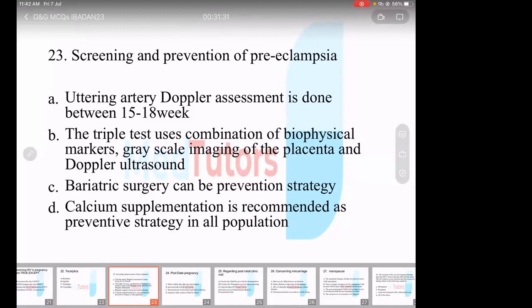Then question 23, screening and prevention of preeclampsia. A, uterine artery Doppler assessment is done between 15 to 18 weeks. B, triple test.